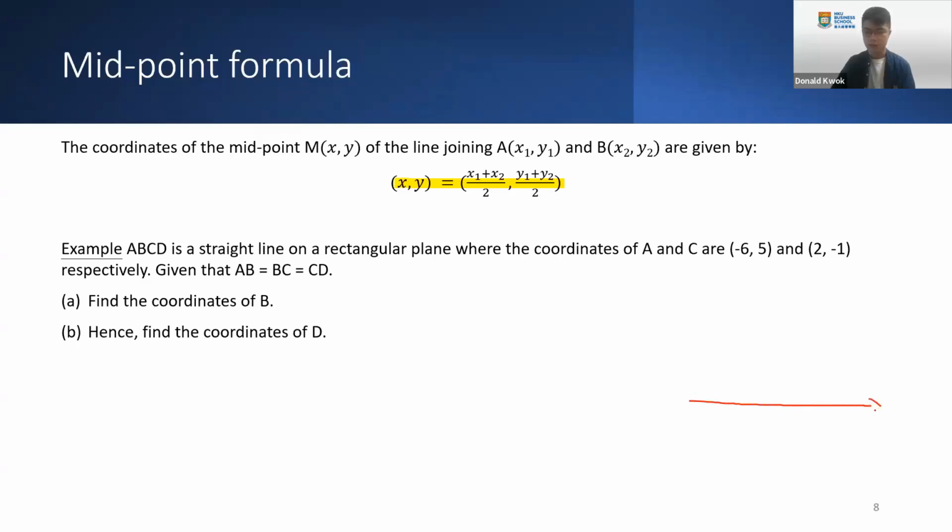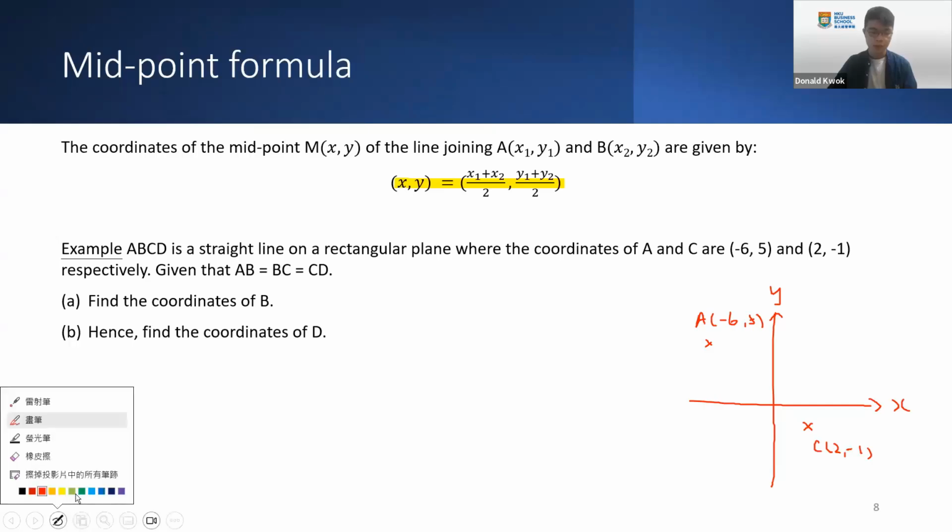To better understand their positions, let me draw a graph here. Suppose this is point A, and we also have point C here. It is further given that AB equals BC equals CD. So part A requires us to find the coordinates of point B. From the description here, we know that B is actually the midpoint of AC.